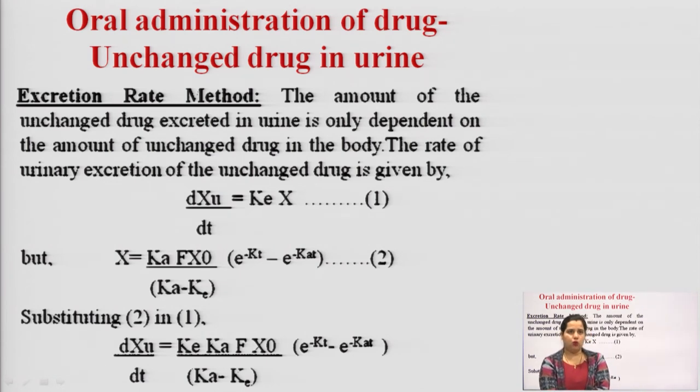So, d x u by d t will become, how will you identify how much drug is remaining to be eliminated? Using those earlier equations of drug amount present in blood plasma, we can easily get the idea of how much is present in systemic circulation and how much will be eliminated through urine or excreted, right. So, substituting the second equation in the first, d x u by d t is k e k a f x o divided by k a minus k e. So, the equation will be like this.